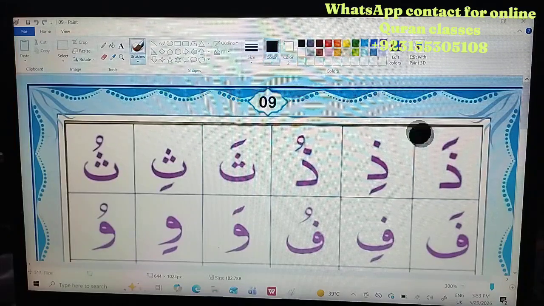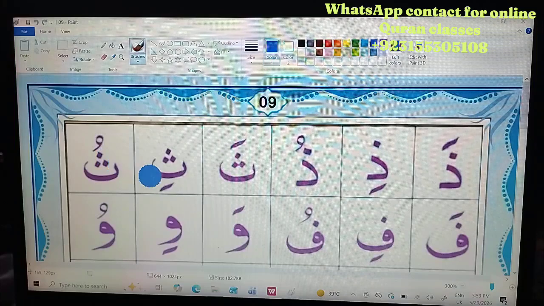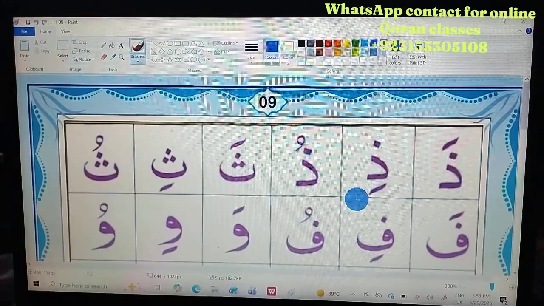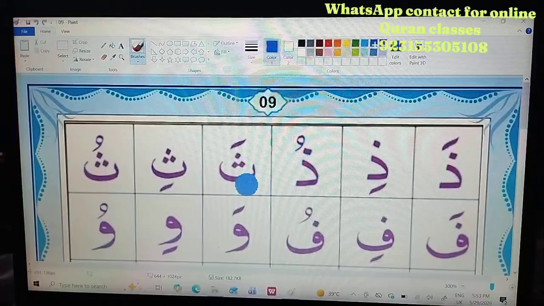Zal Fatha Za, Zal Kasra Zi, Zal Zamma Zu. Without spelling, Za, Zi, Zu. Next letter is Tha. Tha Fatha Tha, Tha Kasra Thi, Tha Zamma Thu without spelling. Tha Thi Thu. Now the whole line without spelling.